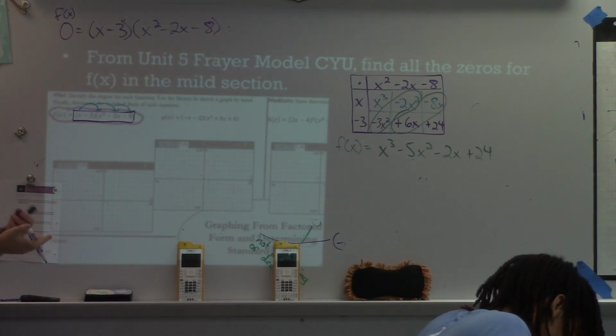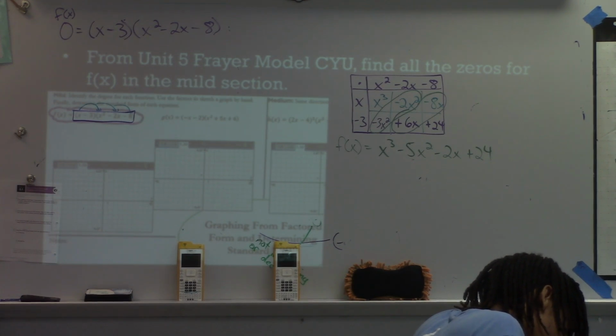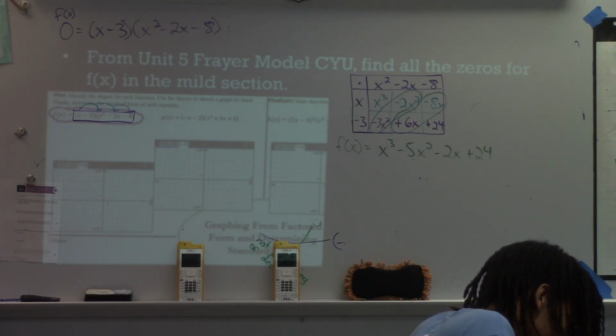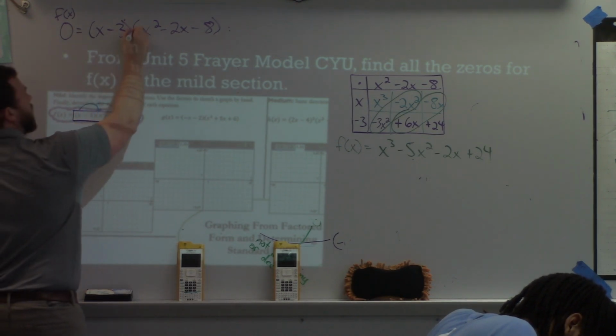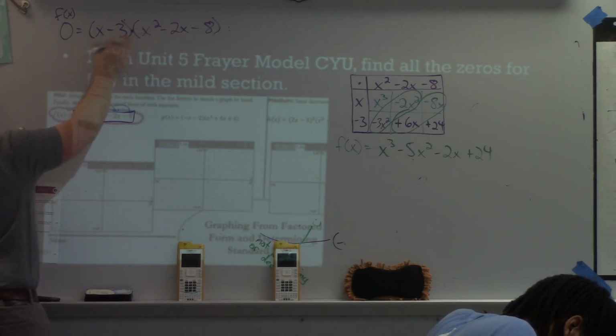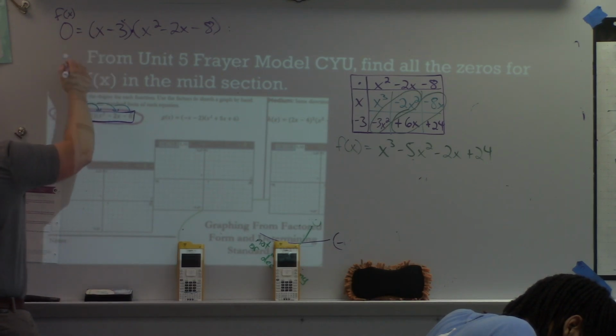Because what can I use once that thing is equal to 0? Say it louder. Zero product property. The whole idea is I got multiplication. I got a product that is 0. So when I multiply these together, if their product is 0, one of those factors has to equal 0. So either what is true?